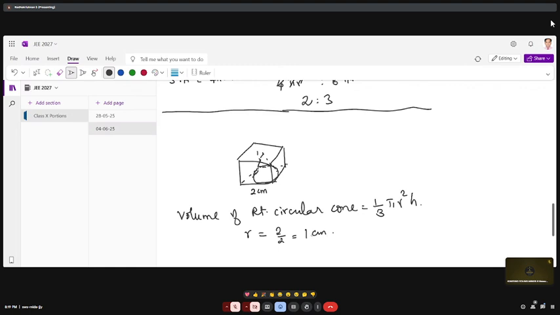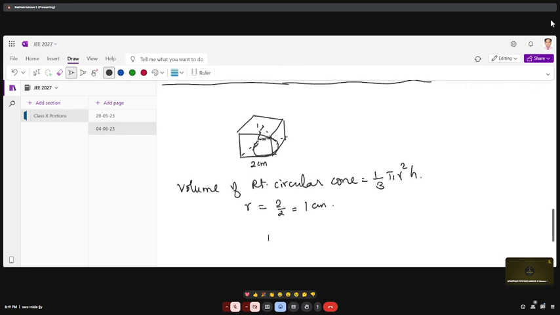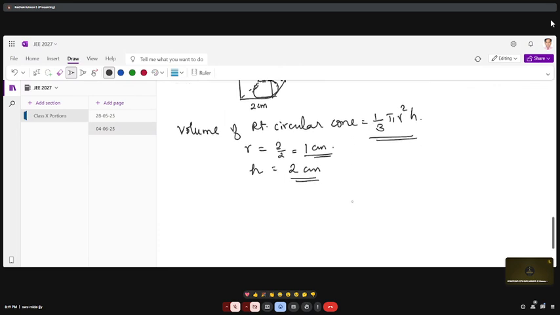R is 1 centimeter. So what is h? 2 centimeters. H is 2 centimeters, correct. The edge of the cube is 2 centimeters, so the height will be 2 centimeters. Radius will be 1 centimeter. So now substitute it and tell me what you are getting.